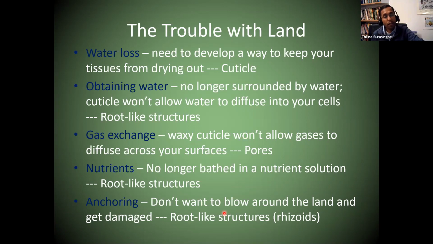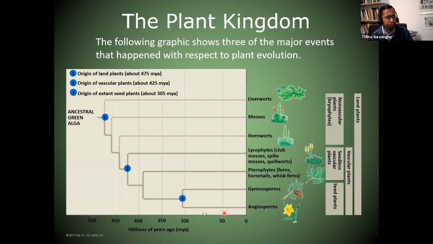So you need to have another mechanism to absorb it. Again, roots help with water absorption and nutrient absorption as well. Anchoring. Well, again, root-like structures, rhizoids in particular, or actual roots, can help plants to anchor to a particular substrate.